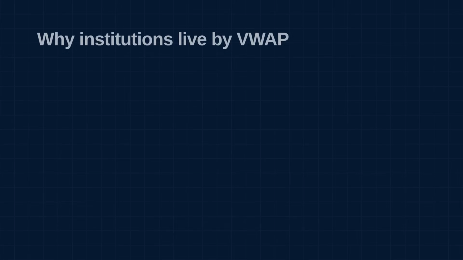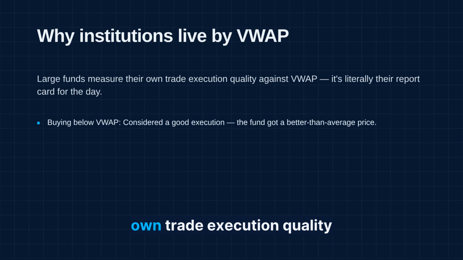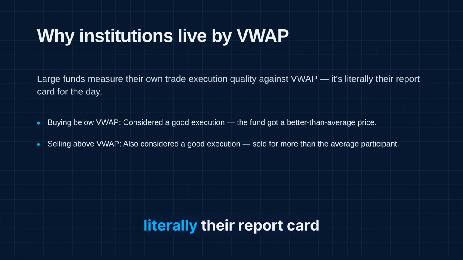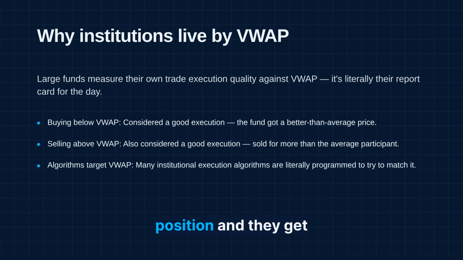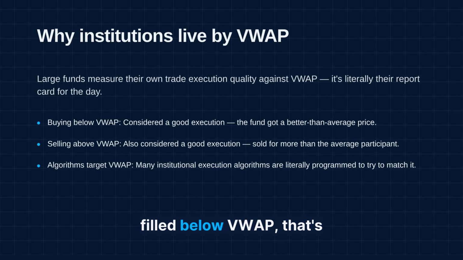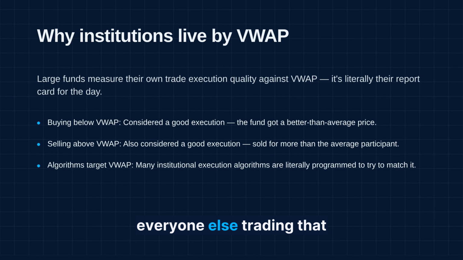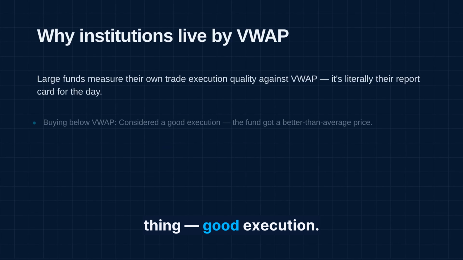Here's the real reason institutions take this so seriously. Large funds measure their own trade execution quality against VWAP. It's literally their report card for the day. If a fund needs to buy a huge position and they get filled below VWAP, that's considered a good execution because they got a better than average price compared to everyone else trading that day.